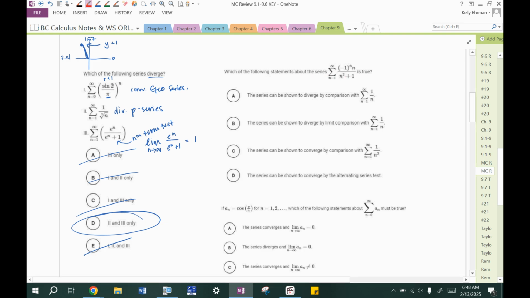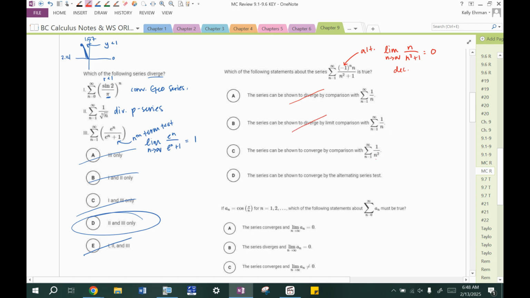Which of the following statements about this series is true? So before I'm even looking at the statements, I'm noticing, this is an alternating series. I'm just going to run the alternating series test real quick because it's so quick to do. The limit of the terms are going to 0, and I'm assuming they're decreasing. So the series can be shown to diverge. No, it's converging by AST. Diverge, nope, converging.